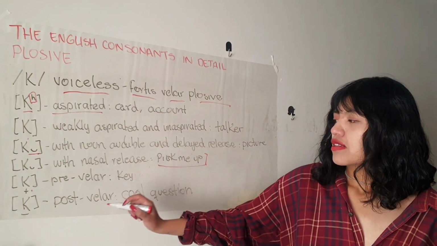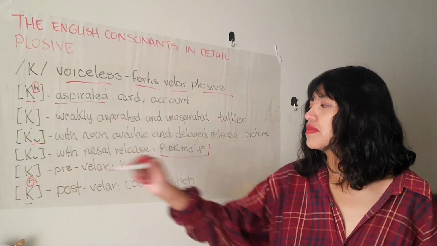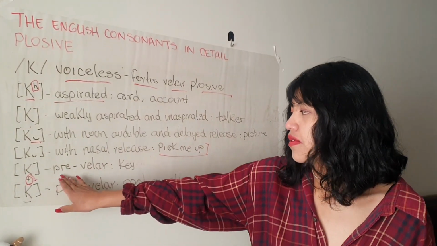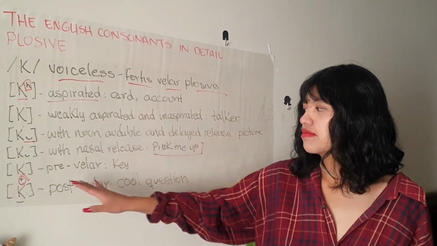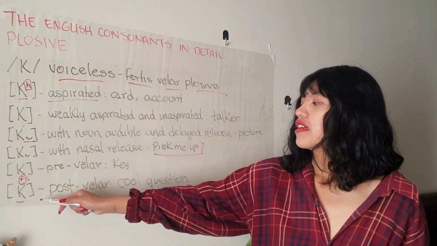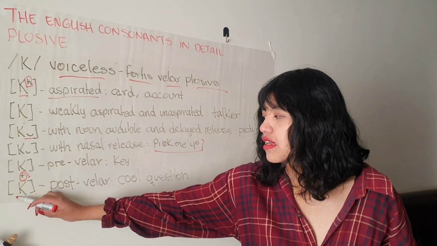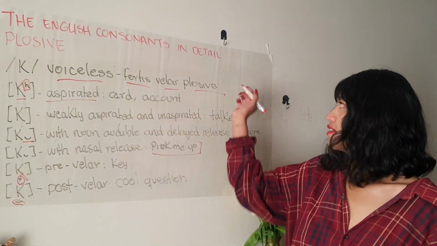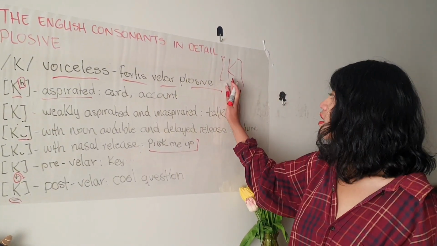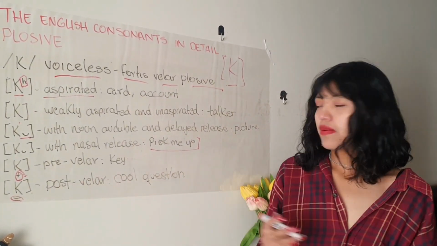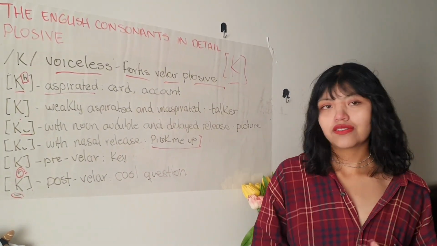The fifth one is with the little plus diacritic in this part, and it is the prevelar. We have the word key, and the last one is the postvelar with this diacritic. It seems like a little, like this. And we have examples such as in cool and question.